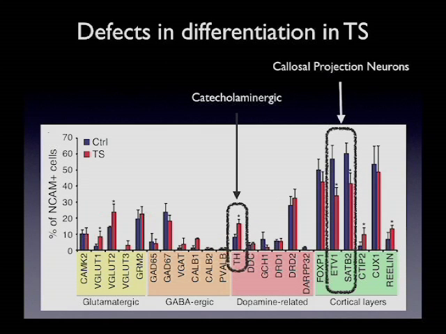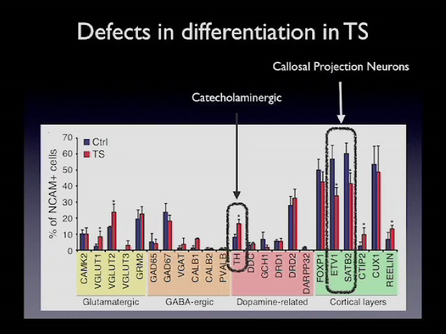In addition to the defects in tyrosine hydroxylase, we also looked to see if there were more general defects in differentiation. And it turns out that you can do this by taking advantage of the single neuron analysis technique I told you about. Each one of these is a gene. The red bars are Timothy, the blue bars are controls, and it tells you which fraction of the cells produce a particular gene. Okay?